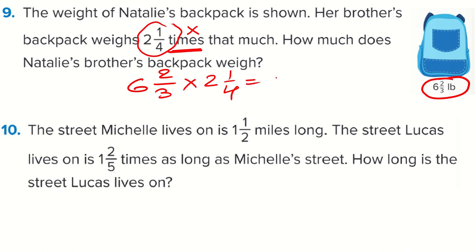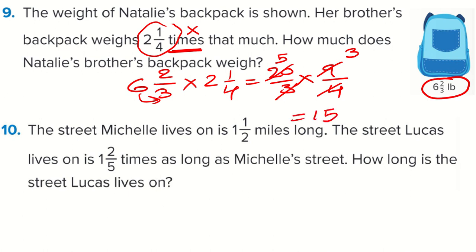So just convert it into the improper fraction. So this is 6 times 3, 18. 18 plus 2, 20. 20 over 3 times 4 times 2, 8. 8 plus 1, 9 over 4. Now you can see 9 is up and 3 is down, so it can be divided easily. So you will get 3. Then 20 is up and 4 is down, so you will get 5 here. So 5 times 3 will be 15. So it will be 15 lb.